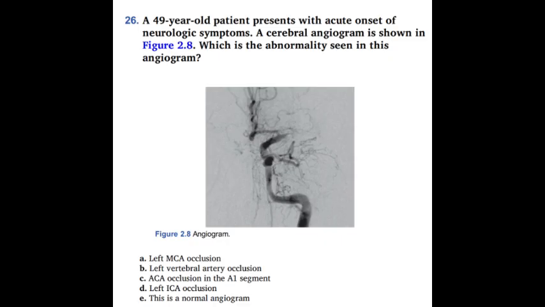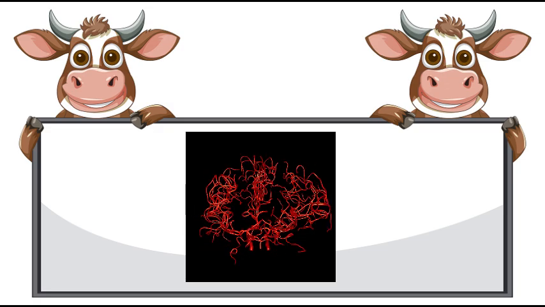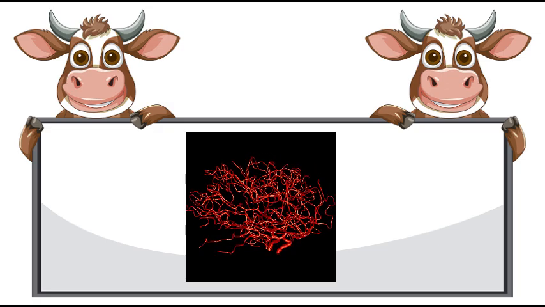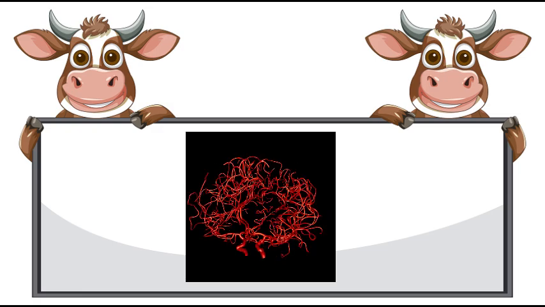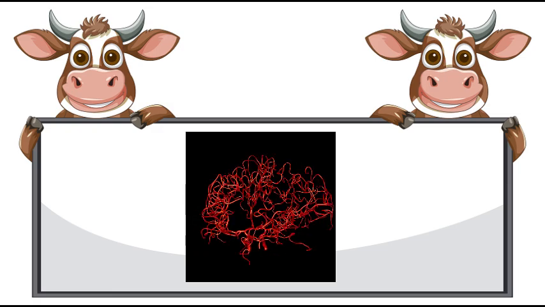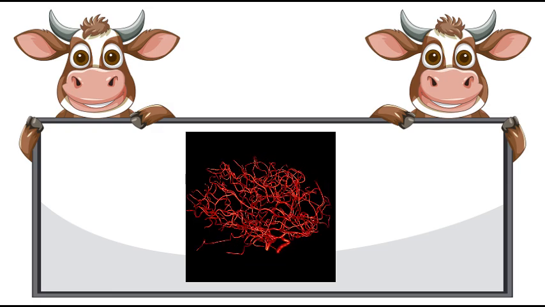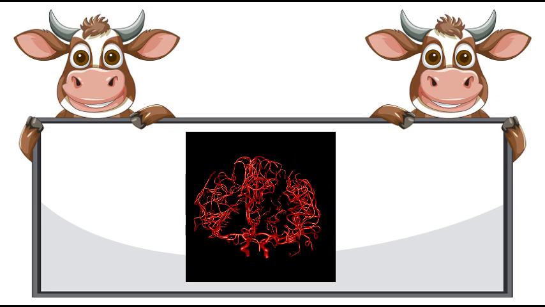Now, since this was an ICA injection, we can't comment on the vertebral artery in this image. Once again, option A is correct. Left MCA occlusion. Understanding the arterial anatomy of the brain allows you to localize lesions, recognize patterns, and make high-stakes decisions quickly. Whether it is an internal carotid artery occlusion with collateral supply, a tiny anterior choroidal artery infarct causing hemiparesis, or an MCA trunk occlusion visible on angiography, you now have the vascular roadmap to interpret these findings.